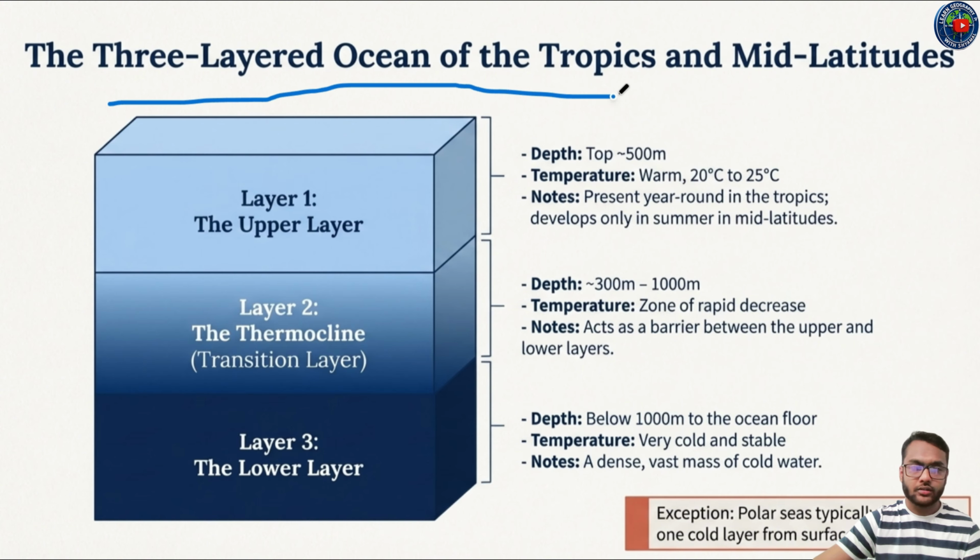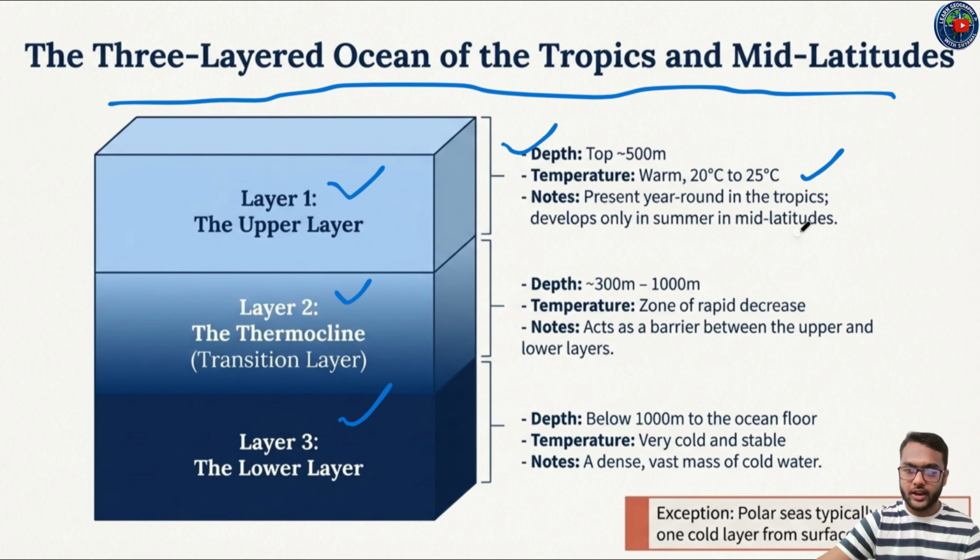The three-layered ocean of the tropics and mid-latitudes. Layer 1, the upper layer; layer 2, the thermocline; and layer 3, the lower layer. Upper layer: depth top 500 meters, temperature warm, 22 to 25 degrees Celsius. Notes: present year-round in the tropics, develops only in summer in mid-latitudes. Second layer, the thermocline: depth between 300 and 1000 meters, temperature shows a zone of rapid decrease. It acts as a barrier between the upper and lower layers. Layer 3, the lower layer: below 1000 meters to the ocean floor, temperature very cold and stable. Notes: it is a dense and vast mass of cold water.